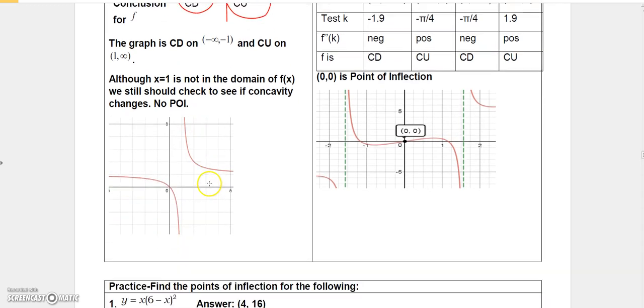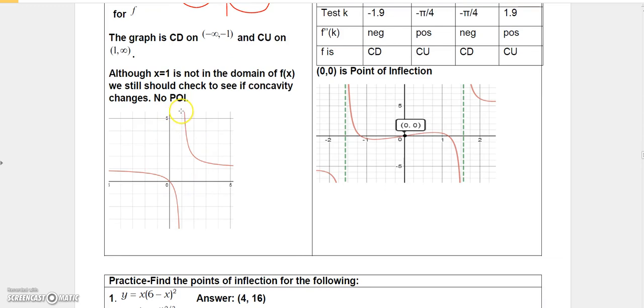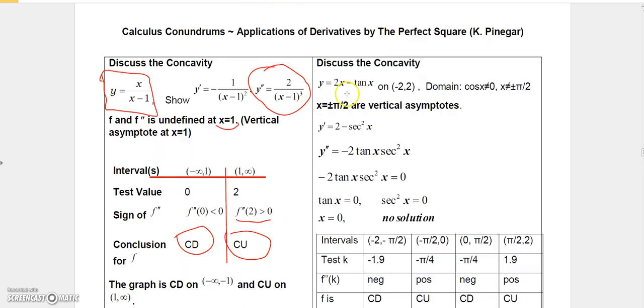And so 1 is not in the domain. 1 would be a vertical asymptote, trying to draw it for you here. But you can see that on this side of it, it's concave down, and on this side of it, it's concave up. All right, one more.